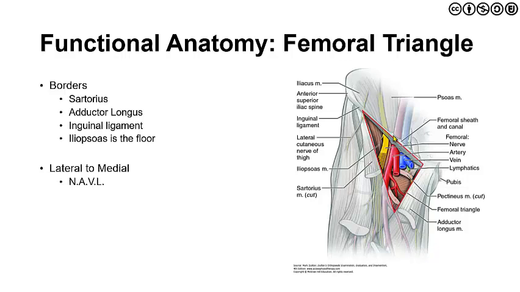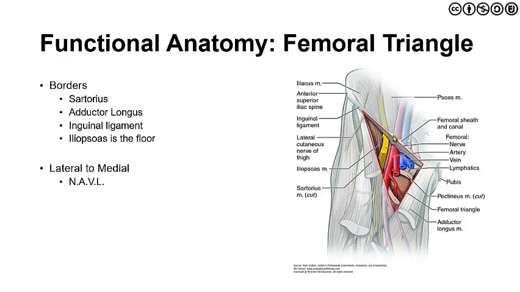Remember that the iliopsoas is the floor, that large hip flexor. And if we think about this from lateral orientation to medial, the nerve, specifically our femoral nerve, will be found there. Then it's our artery, then it's our vein, and then finally our lymphatics. So if we think of NAVEL, that takes us from the lateral side to the more medial side in terms of orientation.